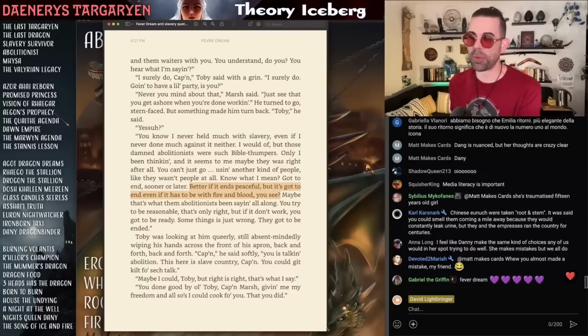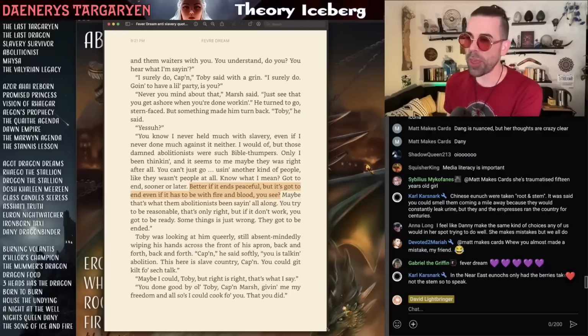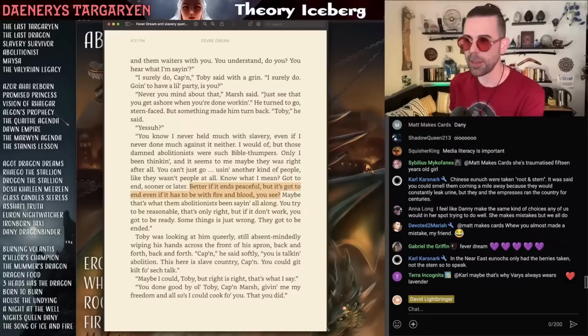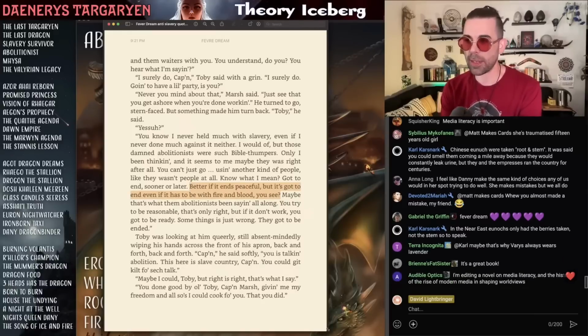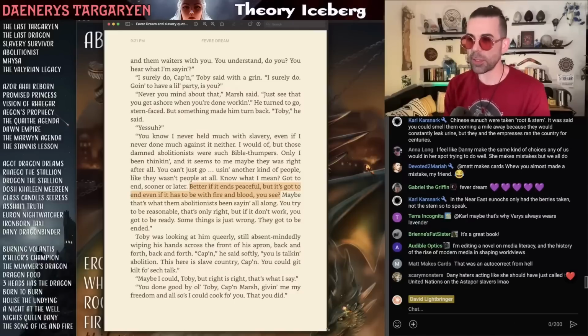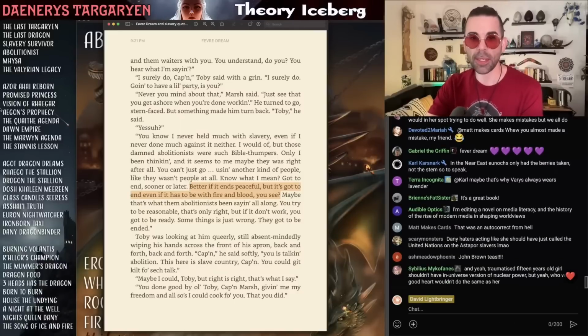It's a little bit of colloquial speech here, but I'll just try to read this paragraph. "You know, I never held much with slavery, even if I never done much against it neither. I would have, but those damned abolitionists were such Bible thumpers. Only I've been thinking, and it seems to me maybe they was right after all. You can't just go using another kind of people like they weren't people at all. Know what I mean? It's got to end sooner or later. Better if it ends peaceful, but it's got to end, even if it has to be with fire and blood, you see? Maybe that's what them abolitionists been saying all along. You try to be reasonable, that's only right. But if it don't work, you got to be ready. Some things is just wrong. They got to be ended."